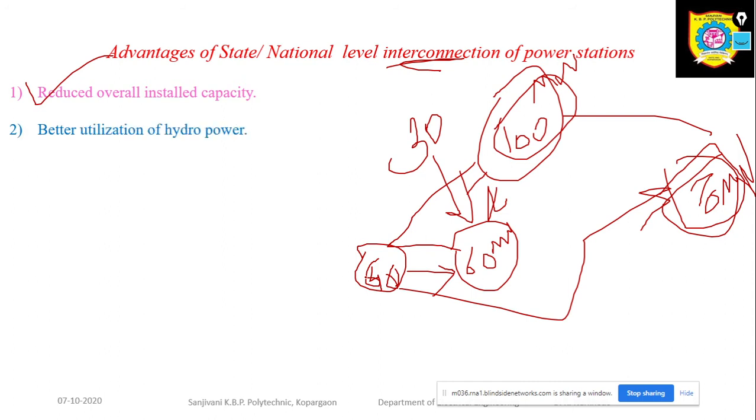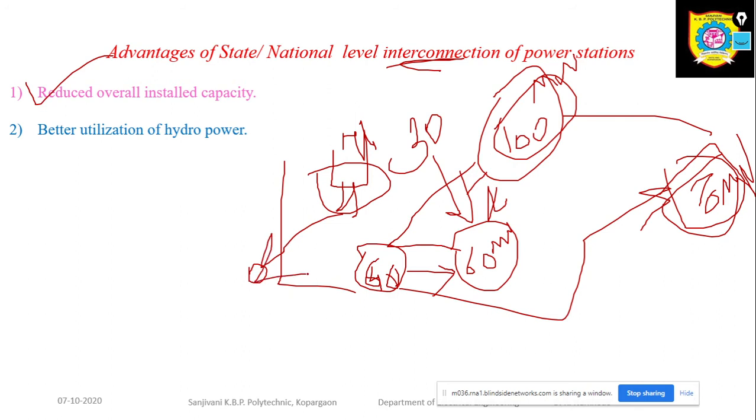Better utilization of hydro power. If you are going to consider the scenario of India, in some areas it rains a lot and in some areas there is no water. Where water is available in abundance, the electricity requirement may be less, and in some areas, if there is no rain and water is less, the electricity requirement will be more. So at that time, I am going to generate the electricity with the help of a hydroelectric power plant and I will transfer it to the area where electricity requirement is more. So this is the better utilization of hydroelectric power plant.